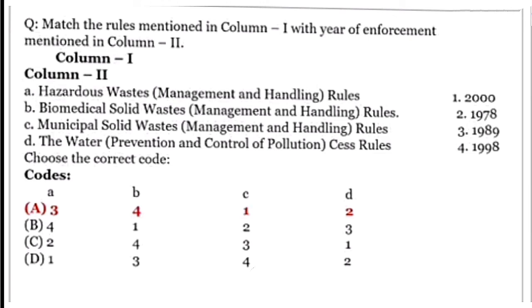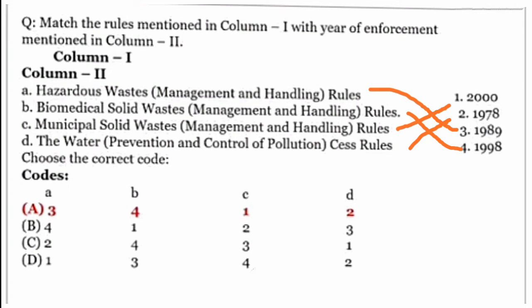Next question is the match the following. In column 1 it is given what are the handling and management rules, and in column 2 we have to match with the correct option of their year of enactment. The first option, that is hazardous waste management rule, was enacted in the year 1989. The biomedical waste rule, as we have discussed earlier in this chapter, was enacted in the year 1998. Municipal Solid Waste rules came into action in the year 2000, and similarly the Water Prevention and Control of Pollution Cess Act was enacted in the year 1978. So the correct option will be option number A.